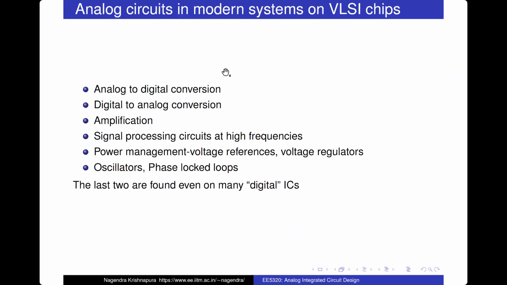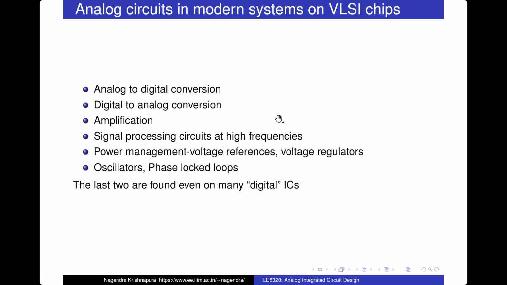So this just lists the same thing. Mainly, the interface circuitry have analog to digital conversion and digital to analog conversion. Both are analog circuits. And then amplification, that is, you have a continuous time signal, you want a larger continuous time signal out. That also is an analog circuit.